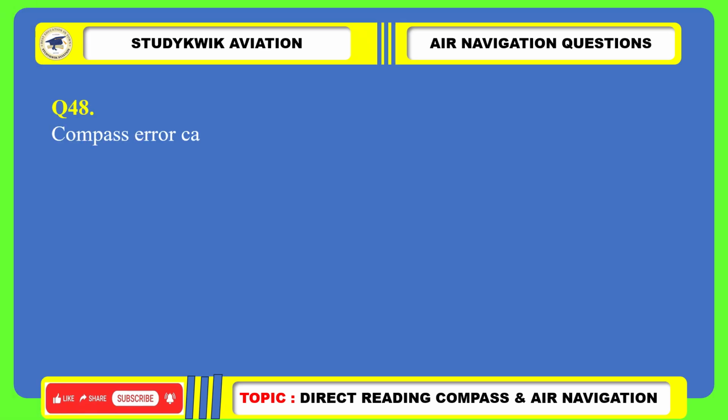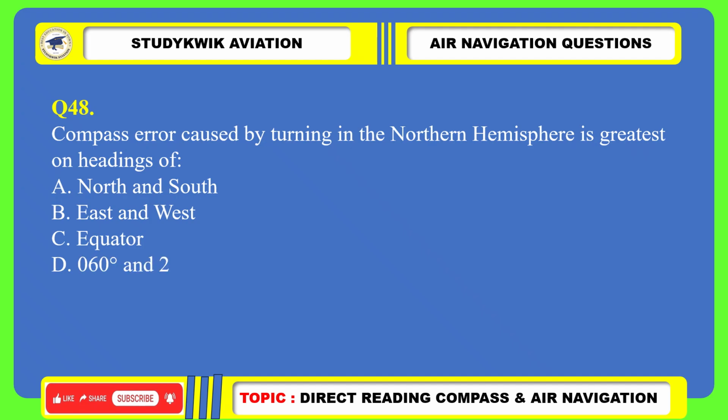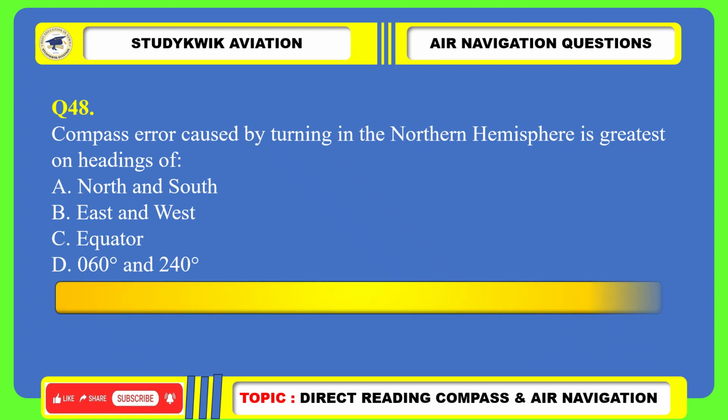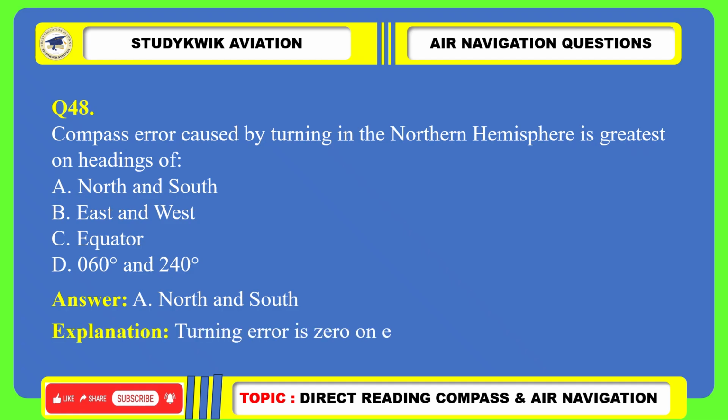Question 48. Compass error caused by turning in the northern hemisphere is greatest on headings of: north and south, east and west, equator, 060 degrees and 240 degrees. The correct answer is A. North and south. Turning error is 0 on east-west, maximum on north-south.